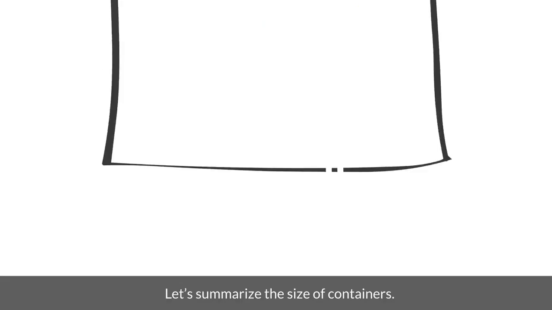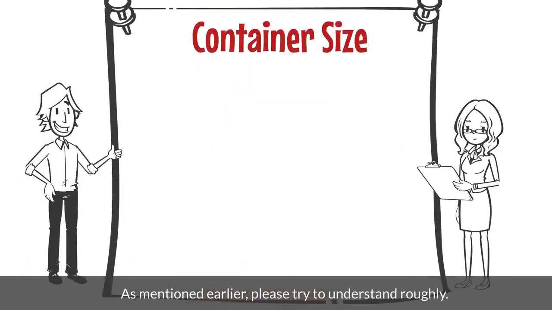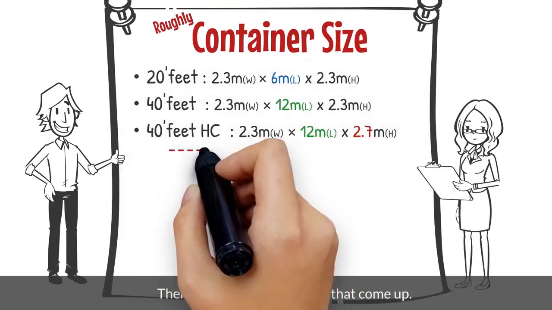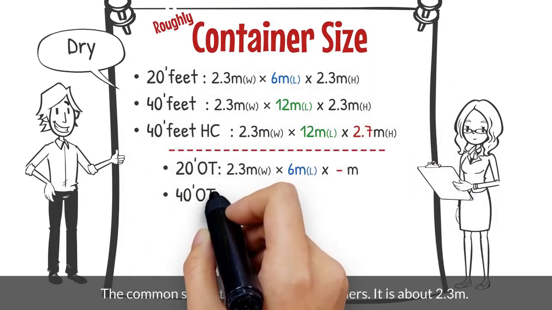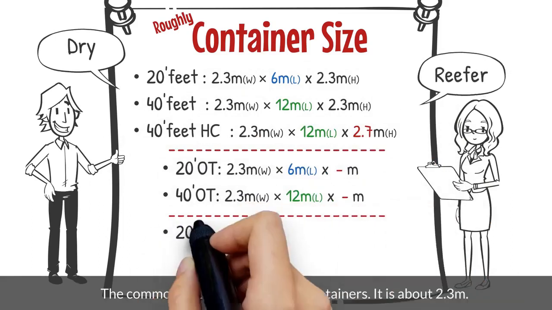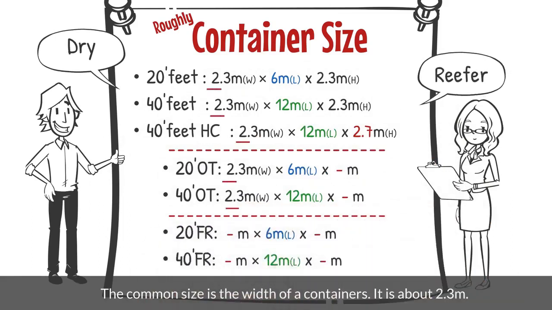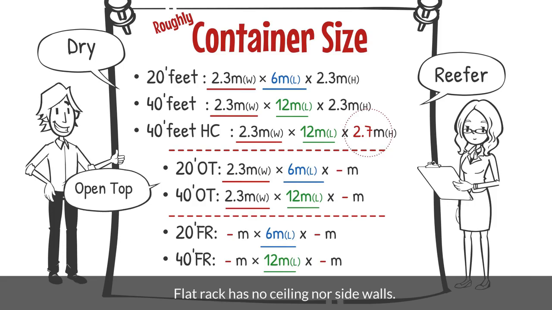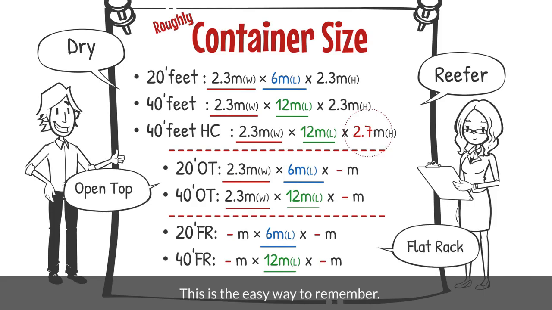Let's summarize the size of containers. As mentioned earlier, please try to understand roughly. There are only 4 numbers that come up. The common size is the width of the containers. It is about 2.3 meters. Then, 6 meters for 20 feet length, 12 meters for 40 feet length, 2.7 meters for high cube height. Open top has no ceiling. Flat rack has no ceiling nor side walls. This is the easy way to remember.